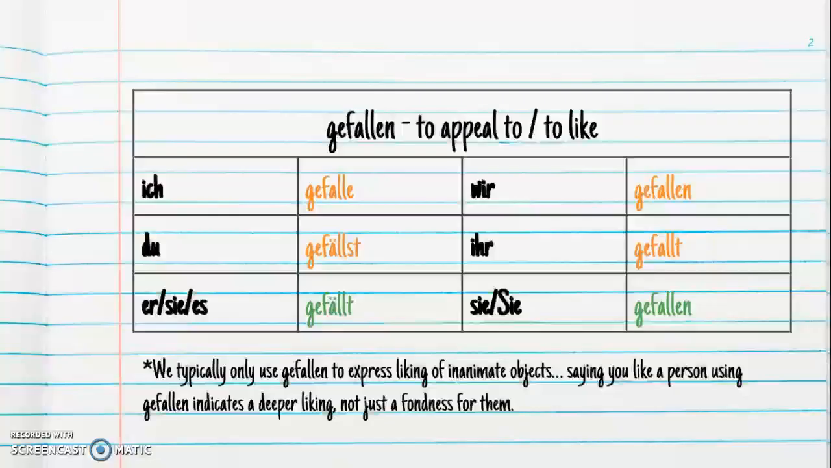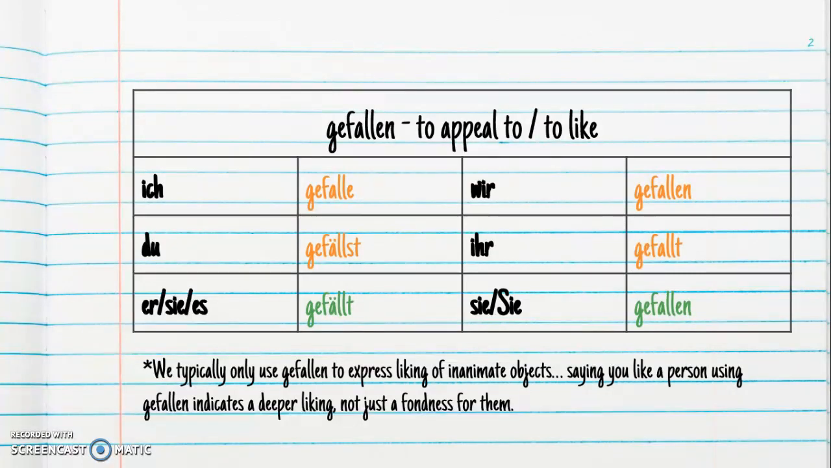So we will begin with the conjugation of gefallen. Now, what I want you to know is that it means to appeal to, technically. But we're going to be using the English translations as to like. So when you see the conjugations here, we're actually only going to be using the bottom two, the ones that are in green. The other four, the orange ones, these we're not going to use so much.